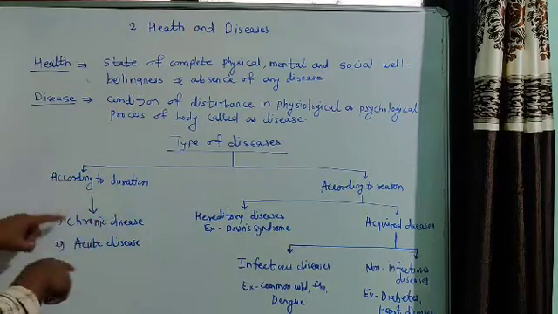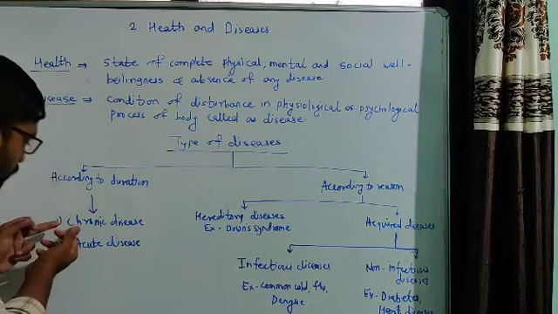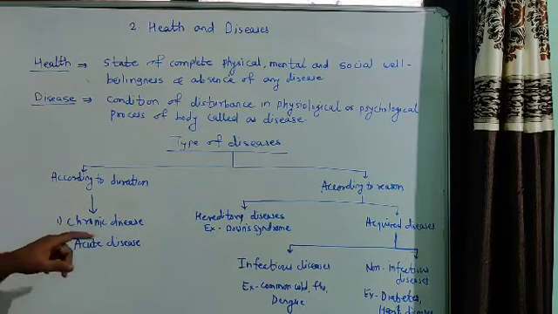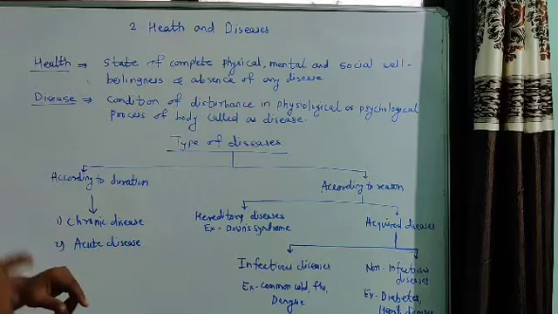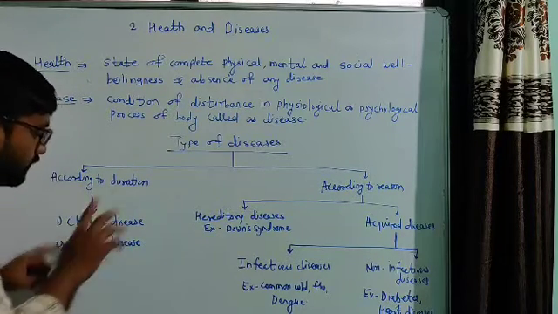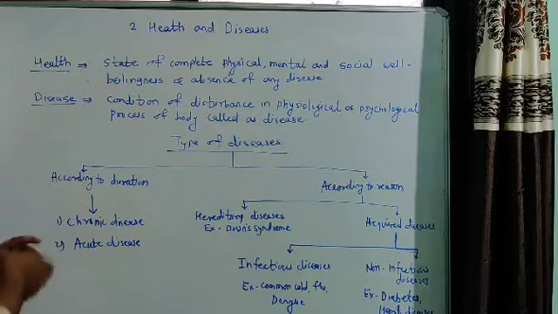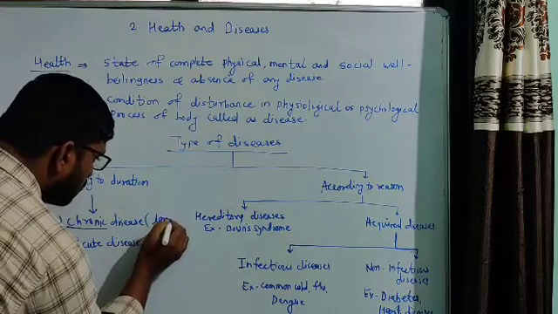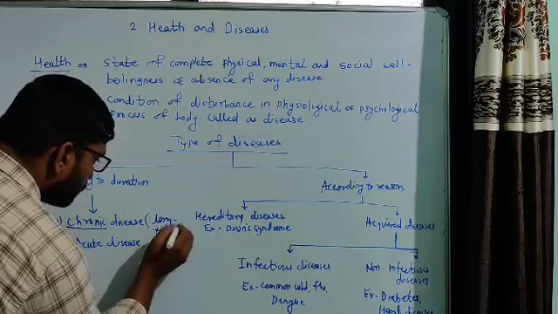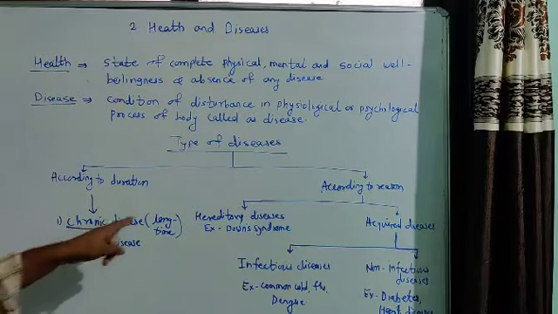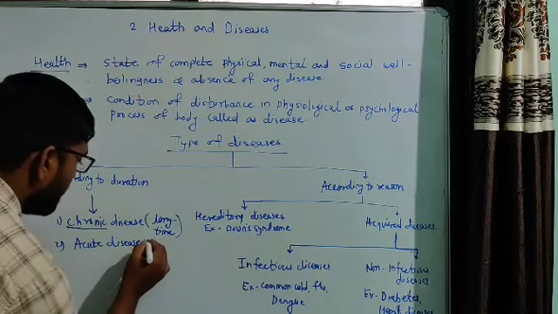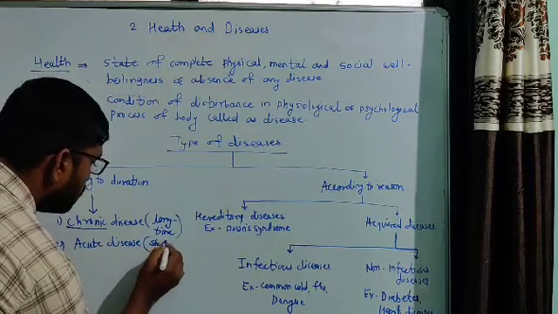According to the duration, disease is again divided into two types, that is the chronic diseases. Chronic means what? Very long time living. They do not go very easily, so they live for a very long time in our body. Chronic means long time, okay. Then second is acute disease. Acute disease means what? Short period.